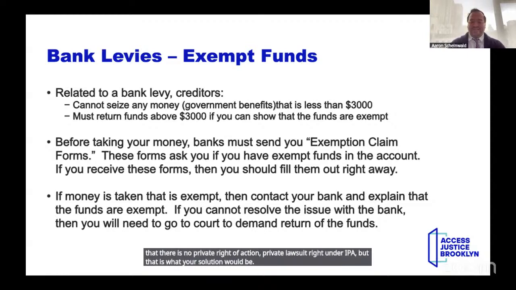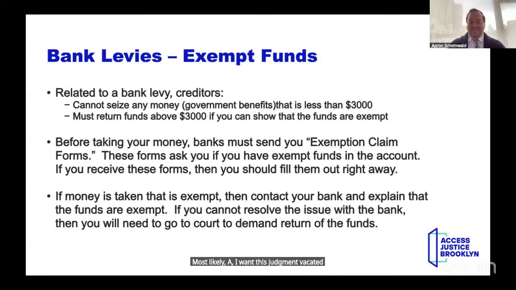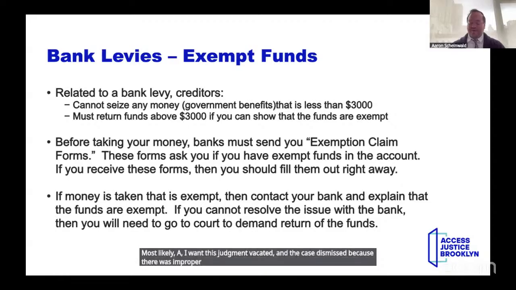You'd go to court and say, most likely, A, I want this judgment vacated and the case dismissed because there was improper service, and the first time I'm hearing about this is a notice of restraint or a notice of garnishment for my bank account or my employer. But B, they took a bunch of money that they were not allowed to take, and I want them to give it back.